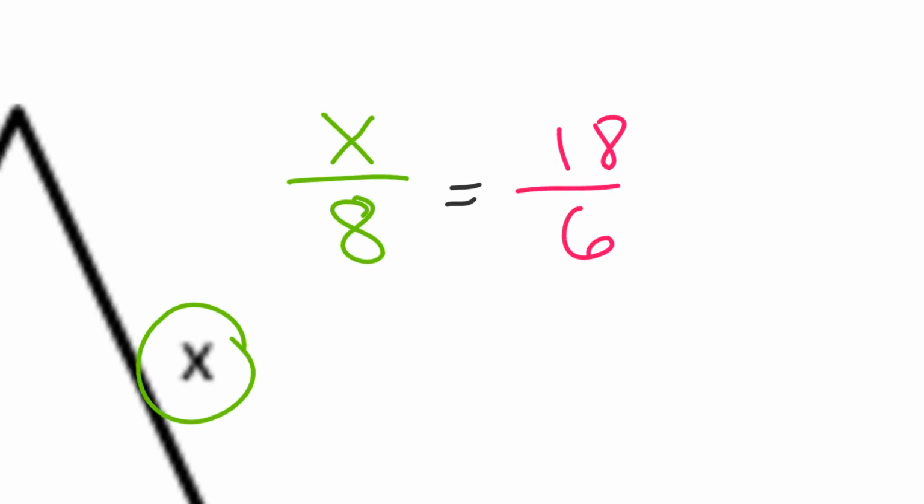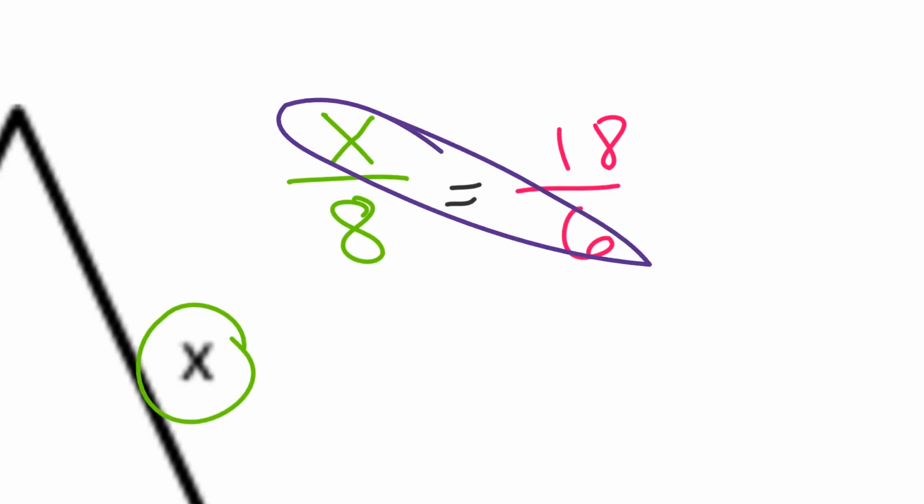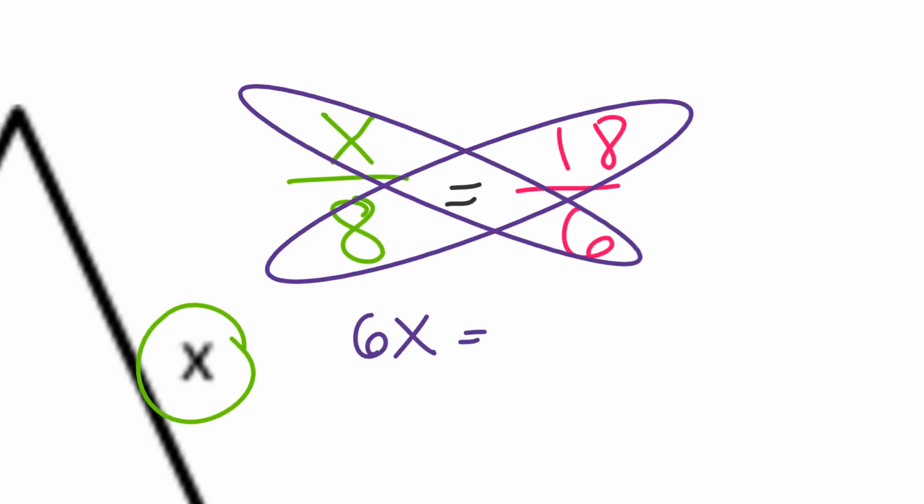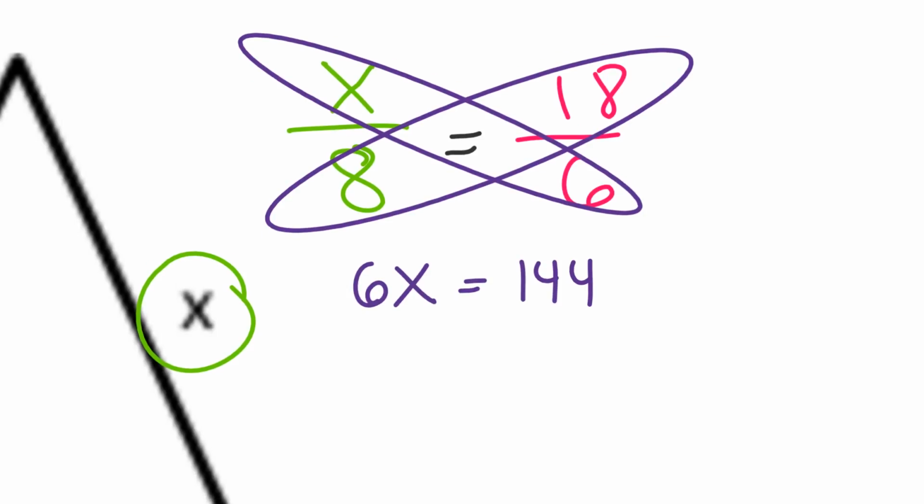Now what do we do? I have to cross multiply. So I multiply. What is X times 6? And what is 8 times 18? And then what do we do? Divide by 6. What is 144 divided by 6?